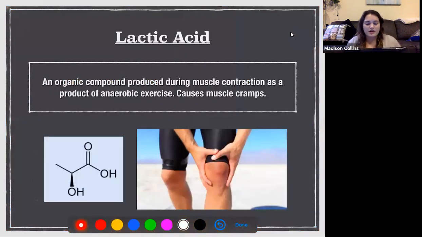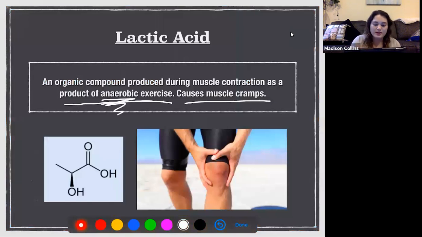Okay. And one more time, I think you guys have to have a space to fill in lactic acid on your worksheets. I want you guys to write down that lactic acid is an organic compound produced during muscle contraction as a product of anaerobic exercise. And this is what causes muscle cramps. So again, lactic acid is a product of anaerobic exercise, meaning it's that exercise done without oxygen. And this is why your muscles are really, really sore after a workout. You do not need to draw this on your paper.